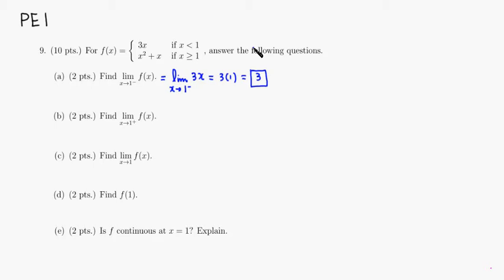How about part B? So x is approaching 1 from the right. If you're approaching from the right, x is going to be bigger than 1, so you have to use the bottom formula, which is x squared plus x, as x approaches 1 from the right. Again, this is just a polynomial, a quadratic function, so you just plug in 1. So 1 squared plus 1, which is just 2.